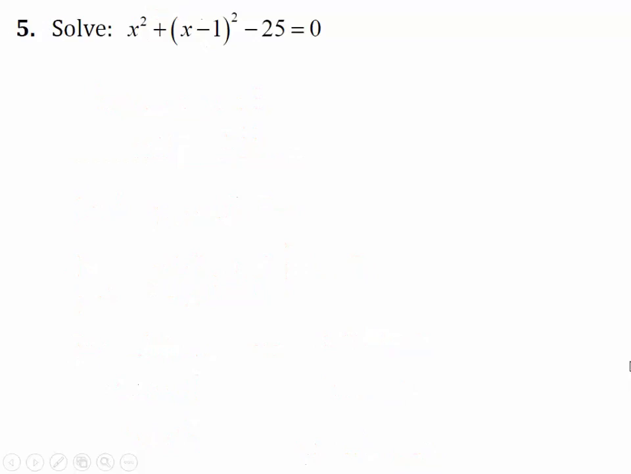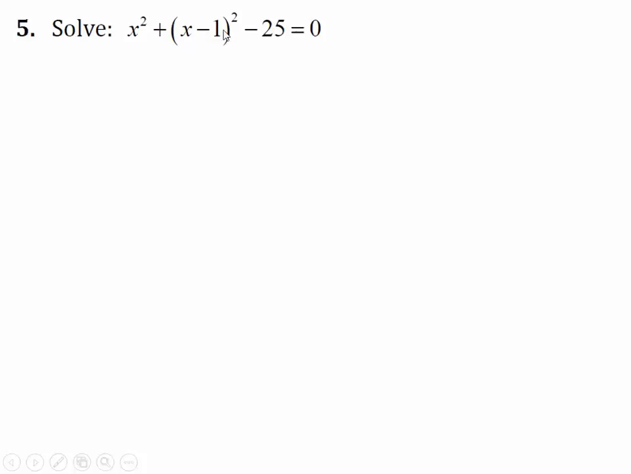All right, number 5. Whew, okay. Set equal to 0, that's kind of nice. But I've got this x minus 1 to the second power. If you know the special form, you can FOIL this out, right? If you don't know the special form, then you can just FOIL.